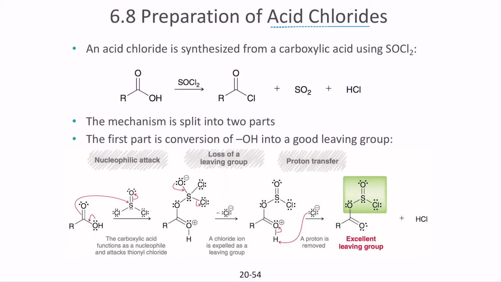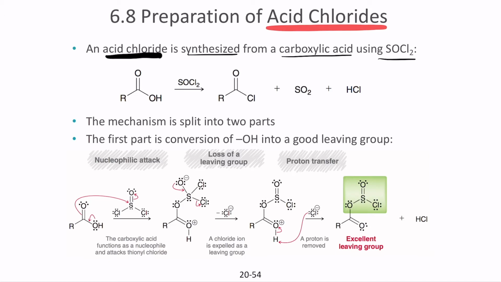Acid chlorides. So this is the first of the carboxylic derivatives. So what is an acid chloride? An acid chloride is synthesized from a carboxylic acid using SOCl2. Remember that it is a nucleophilic substitution reaction.